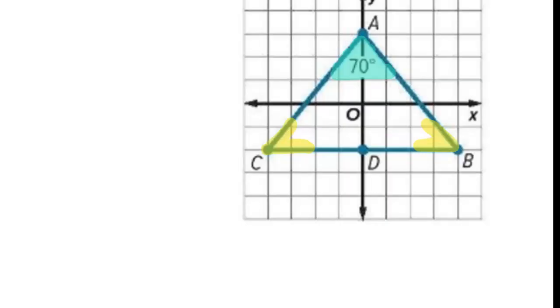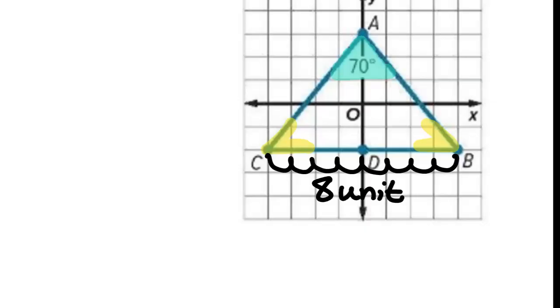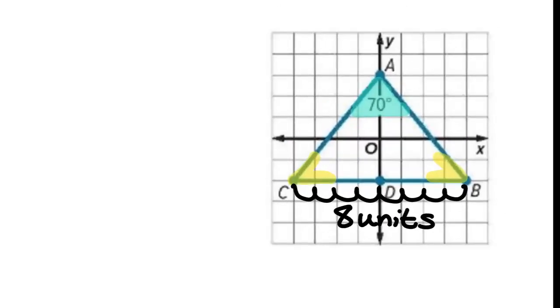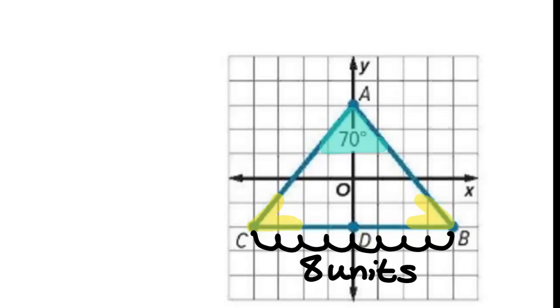How big is side CB? 8 boxes. 1, 2, 3, 4, 5, 6, 7, 8. So we have something that is 8 units long. We can just count the boxes because it's going horizontally. It doesn't cut through any of those boxes. Can we count to see how big side AB is? No, because now we're cutting across boxes.